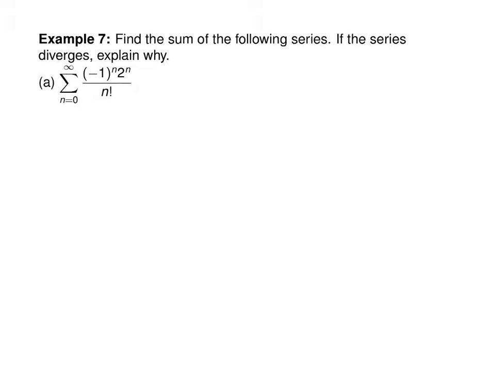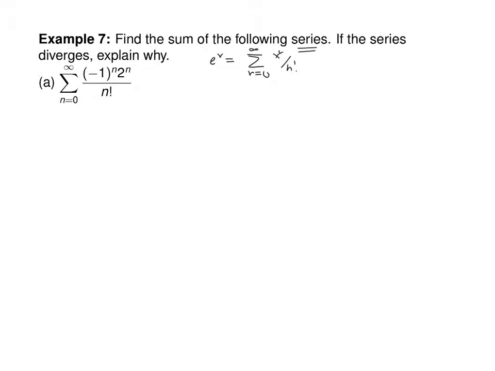Find the sum of the following series. If the series diverges, explain why. So this is the third option for things you know how to find the sum of. These are examples of a common Maclaurin series for basic functions. So if you remember, the series for e to the x is the sum from n equals 0 to infinity x to the n over n factorial.